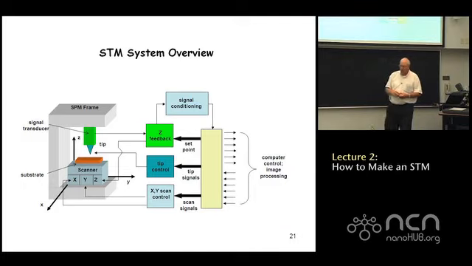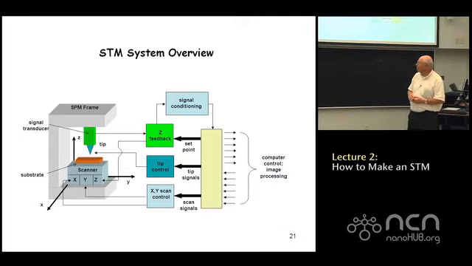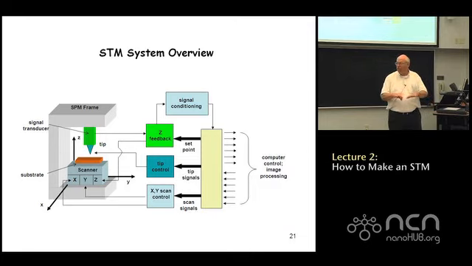All scanning tunneling microscopes have certain characteristic block diagram features, and I indicate those features in this diagram, right? Every STM has a substrate, every STM has a tip. The position of the substrate has to be controllable in X, Y, and Z. So you need some type of scanner that moves the substrate underneath the tip in X and Y, and also allows you to adjust the distance between the tip and the substrate.